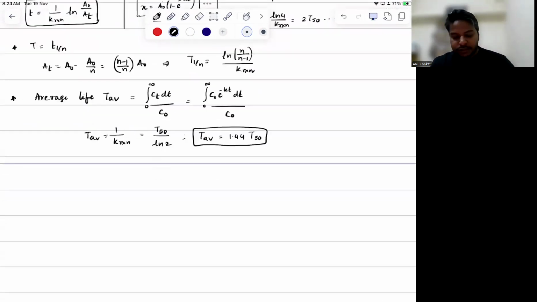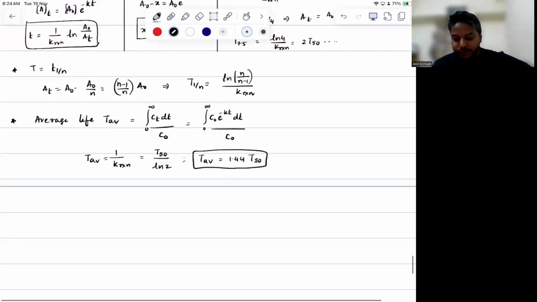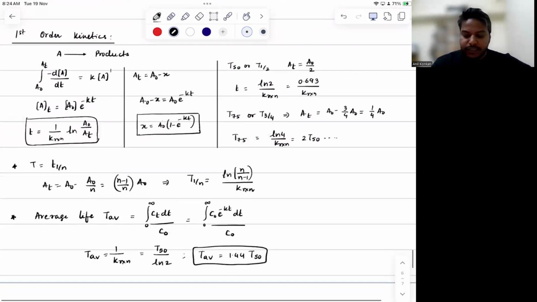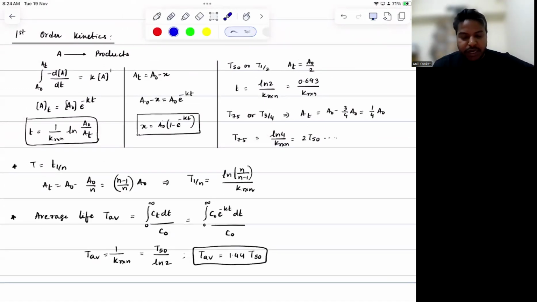Again, important formula that could be asked while solving questions. Right? So more or less, if you notice the formula based from first order kinetics, these are the things which you need to know. How to represent t, time, how to represent the extent of the reaction, how to represent the T half, how to represent T 1 by n, and finally average time.